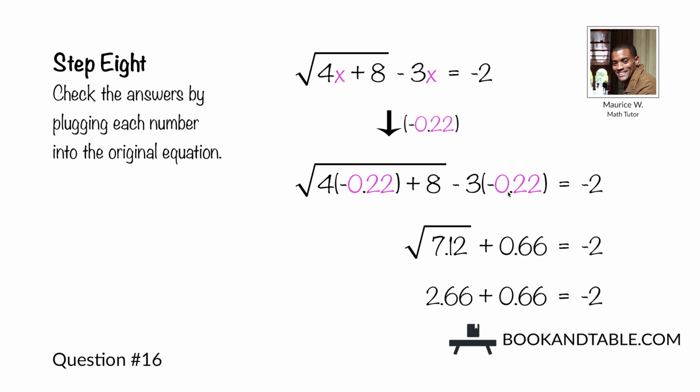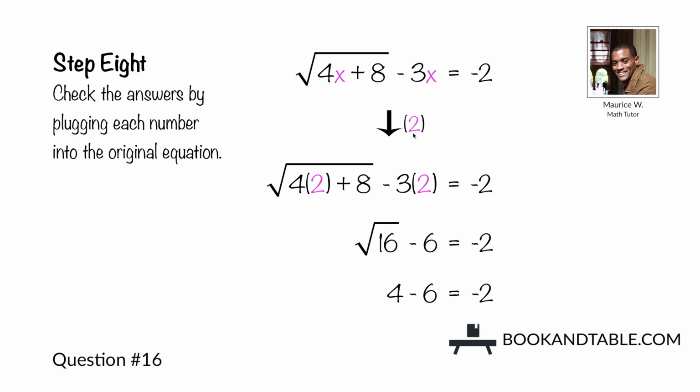Negative 3 times negative 0.22 is equal to positive 0.66. 2.66 plus 0.66 is equal to positive 3.32, which does not equal negative 2. So x does not equal negative 0.22. Check the second answer, positive 2. 4 times 2 is equal to 8. 8 plus 8 is equal to 16. The square root of 16 is equal to 4.